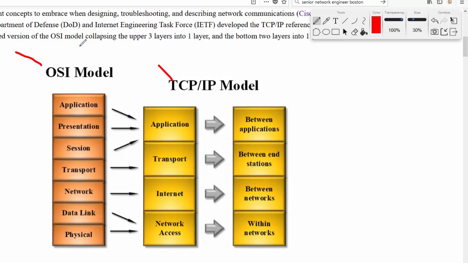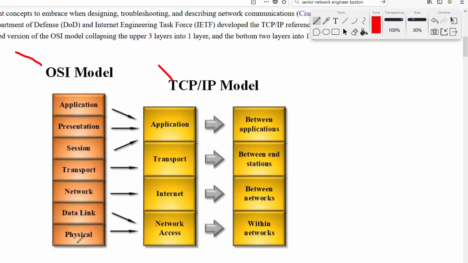The OSI model is the more commonly used out of the two, and it is more granular in comparison to the TCP/IP model. So we can see over here we have 7 layers, and over here we have 4 layers. The top 3 layers and bottom 2 layers of the OSI model collapse into a single layer on the TCP/IP model. Your Cisco IOS is going to reference the OSI model because it's going to be more granular for troubleshooting.